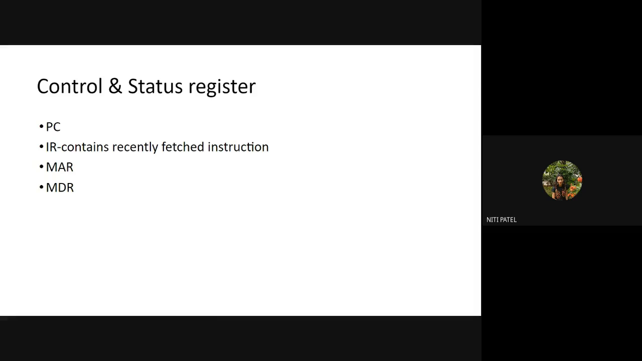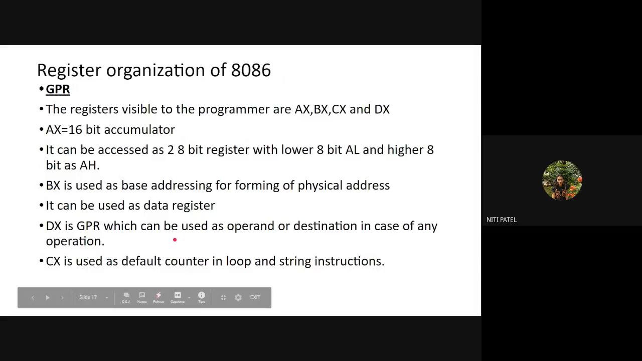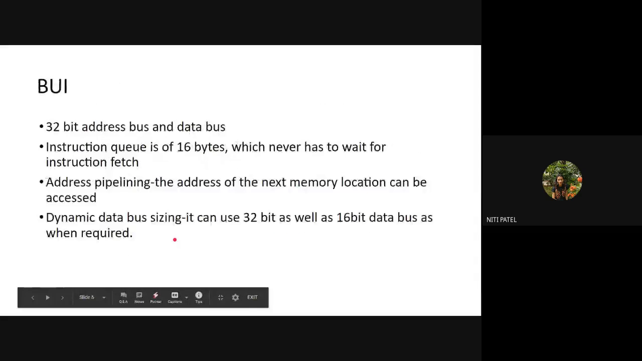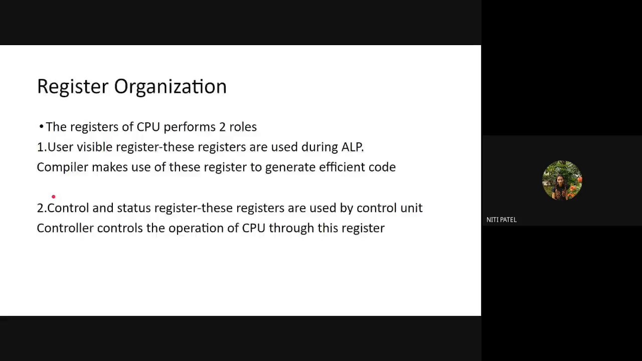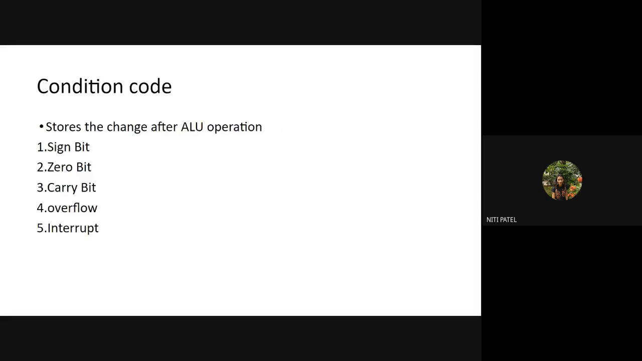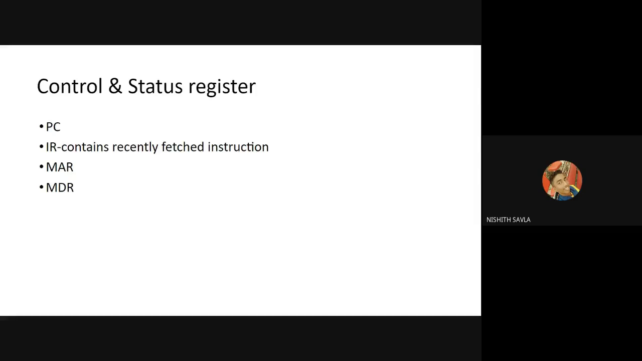So the instruction queue inside your bus interface unit, the program counter will keep on pointing to the instruction which has to be executed. Clear? Ma'am, will it point to the instruction queue or the decoded queue?